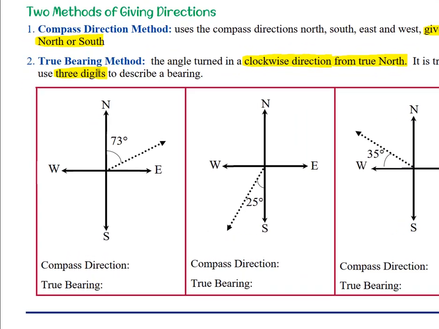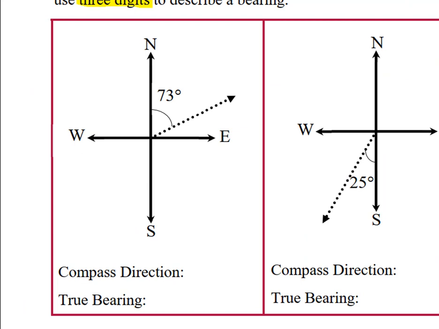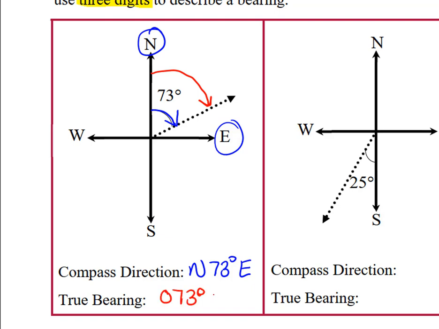So let's look at some examples. The first one here, we have this angle 73. So for a compass direction, we are closest to north, right? So we're going to start with north. From north, we know to go 73 degrees towards east. So the compass direction is north, 73 degrees east. For a true bearing, you start at north and you go in a clockwise direction and you are going 73 degrees. For our true bearing, then, it's just 073 degrees.